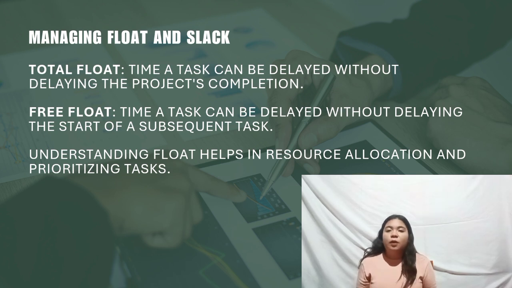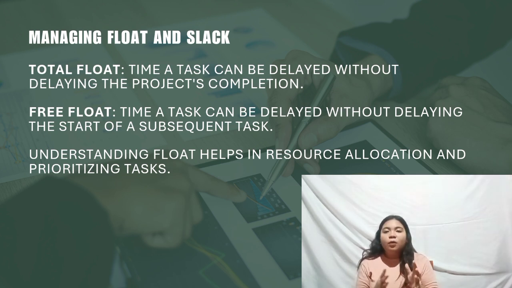So we are going to imagine a simple project with 3 tasks. Task A has a duration of 2 days, and task B has a duration of 3 days and starts after task A, and task C has a duration of 2 days and also starts after task A but is independent of task B. So the total project duration is 7 days.